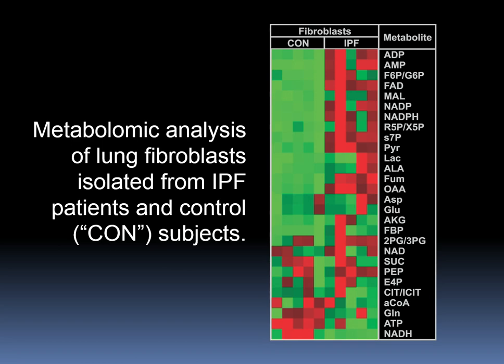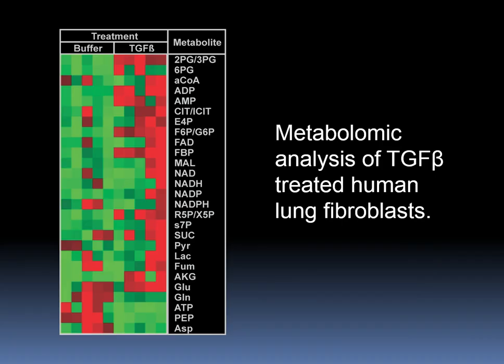This heat map was generated according to the concentration of the glycolysis metabolites and cofactors in these cells. It showed that the glycolysis metabolites are increased in the fibroblasts isolated from IPF patients. The green color stands for low concentration, and the red color stands for high concentration of these metabolites. So this suggests that the differentiated cells seem to be more metabolically active.